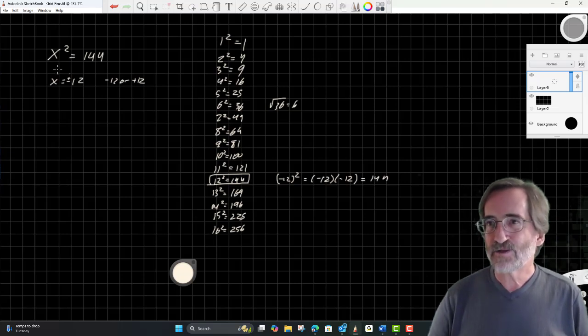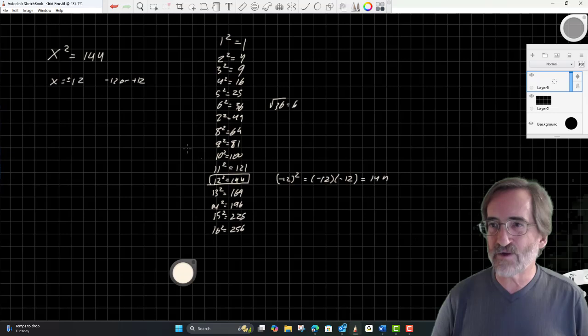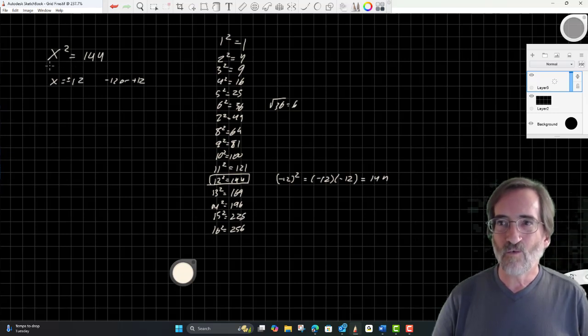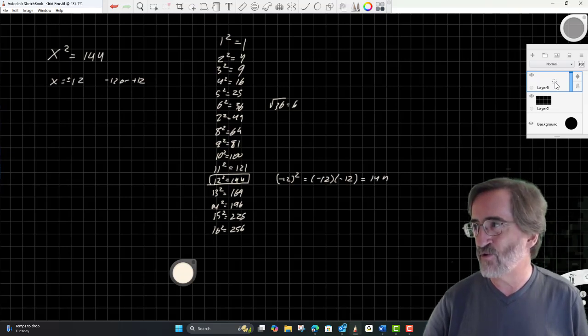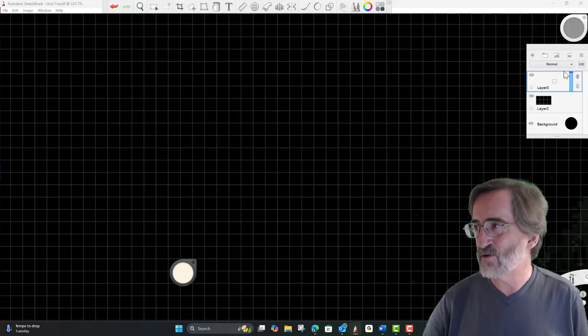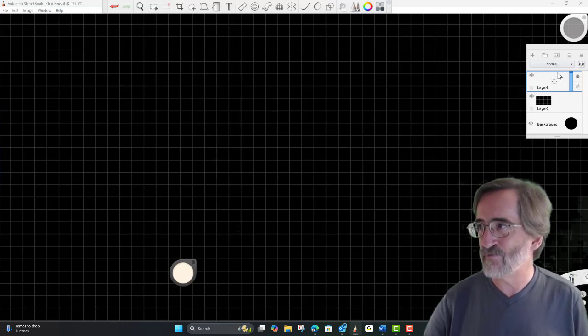All right, so by inspection, knowing your perfect squares, you can figure out what number times itself equals 144. If you want to jot down these perfect squares on a sheet of paper or in your notebook, that wouldn't be a bad idea.